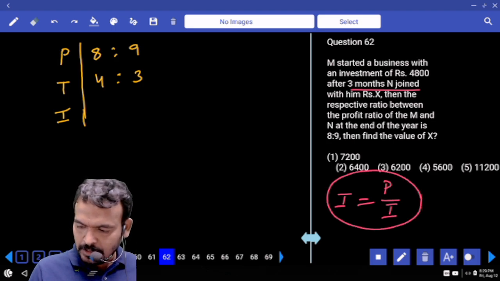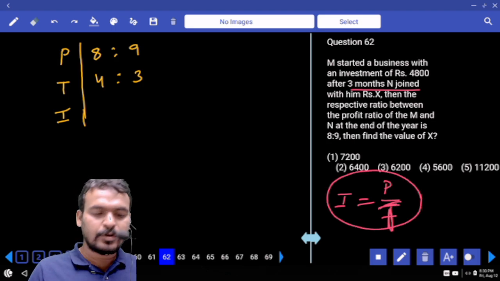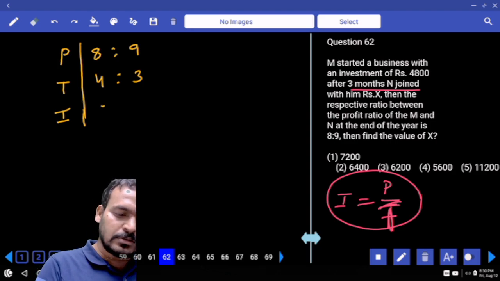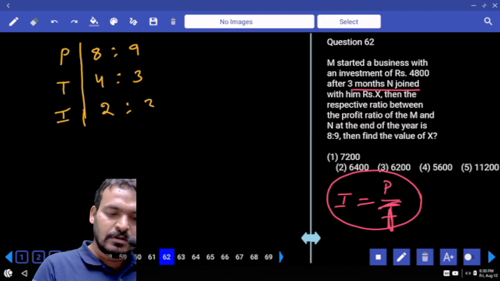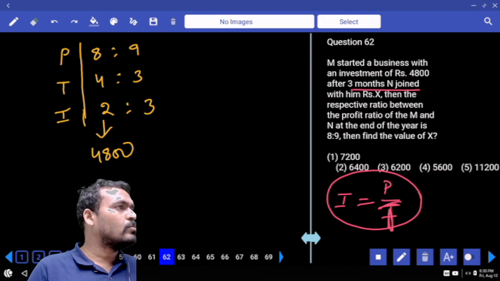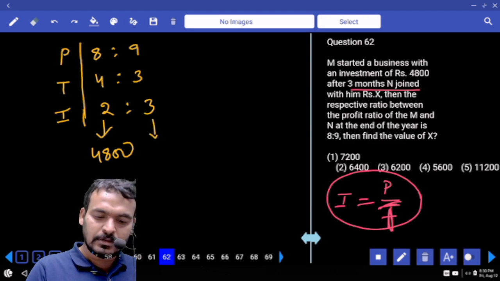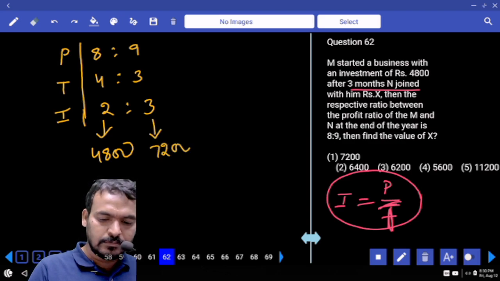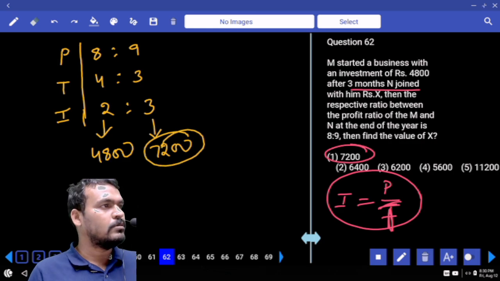Profit by time. 8 by 4 means 2. 9 by 3 means 3. What are the two parts' value? 4,800. Then every one part is 2,400. Then three parts is 7,200. Which option? First one.